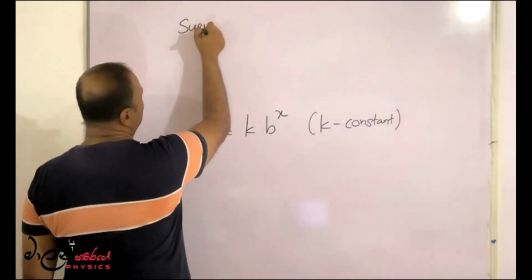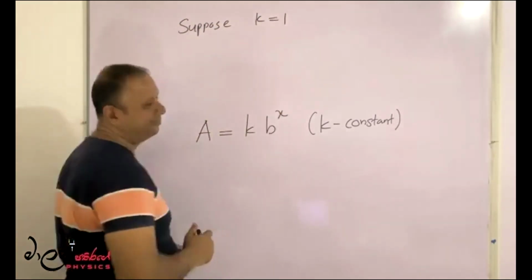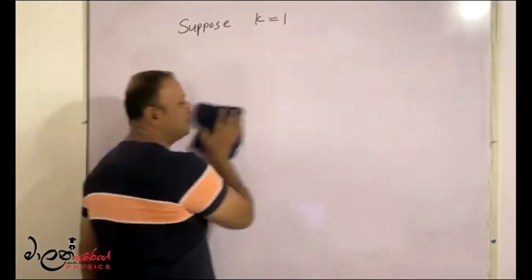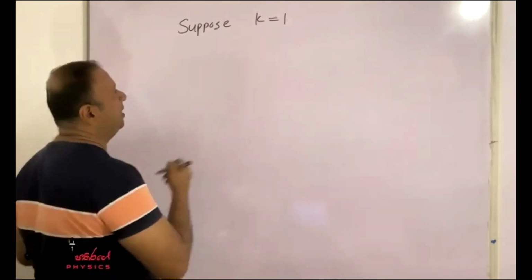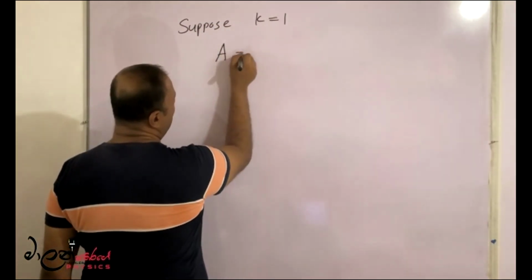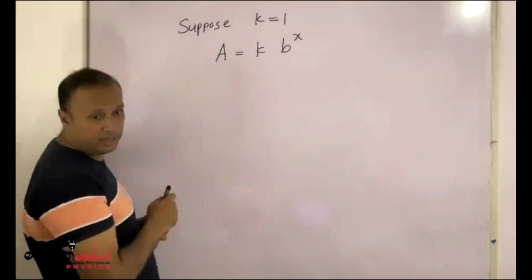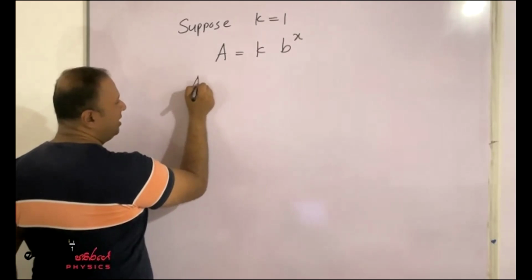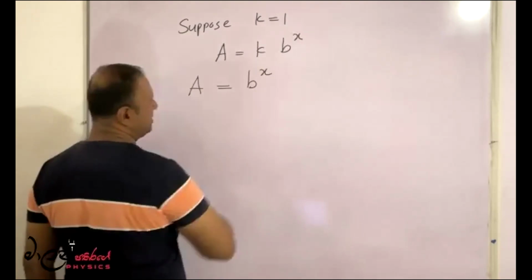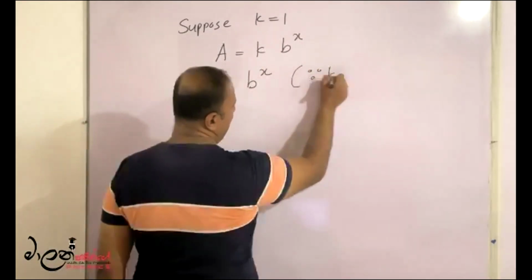Suppose the K value is equal to 1. Let's build this equation. Now, A is equal to K b^x. So if K is equal to 1, I can write the area is equal to b to the power x, because K is equal to 1.